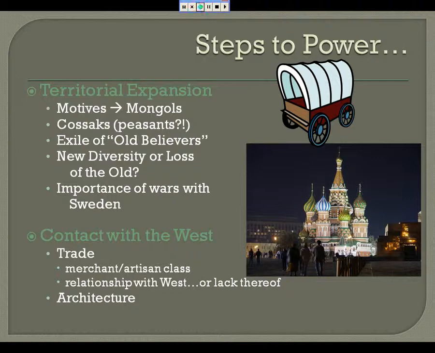So on the surface, this might look like Russia's getting more diverse, getting new ideas. But maybe in reality, what's actually happening is that they're losing some of the cultural richness that Russia had, and they're trying to make everybody conform to this one idea of a Caucasian, Slavic, white-looking Russian who believes in the Orthodox faith. And again, this will be a problem that Russia wrestles with even up to today.